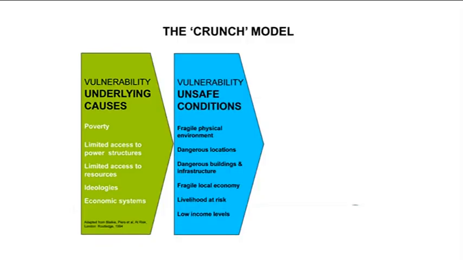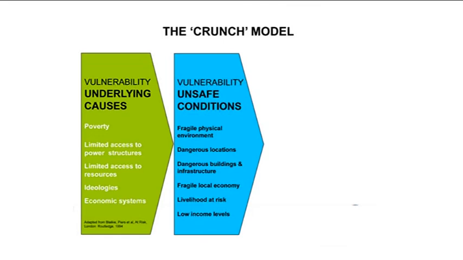So these things mean that people are living in unsafe conditions, such as having a very poor physical environment where lack of trees can cause flooding, such as in Haiti, or where weak buildings fall down when there's an earthquake, or where livelihoods simply don't survive during a period of hardship or drought.